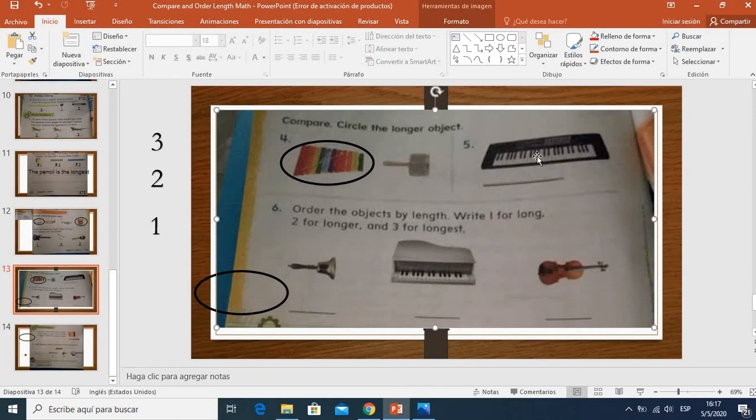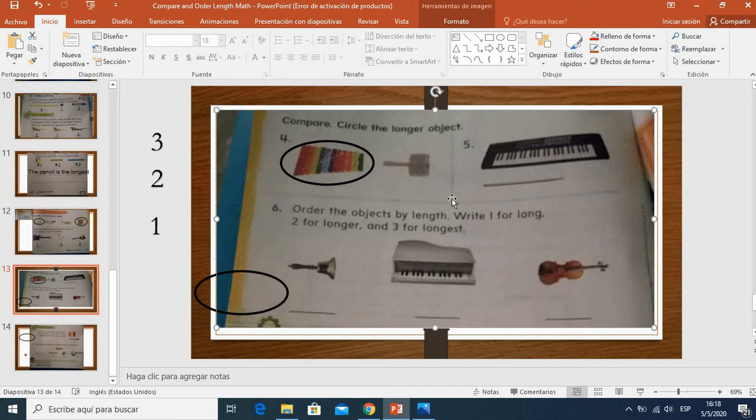And now, in number 5, we have a keyboard. This is not a piano. Remember, it's not a piano. A piano should be full, so you can see them play it, and it has a cover. But this one is not. It's a keyboard. All right? We have a keyboard, and I cannot see very clearly here. I'm sorry. But I think it's a flute or something like that.